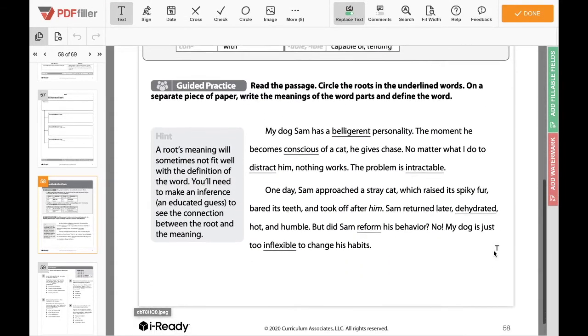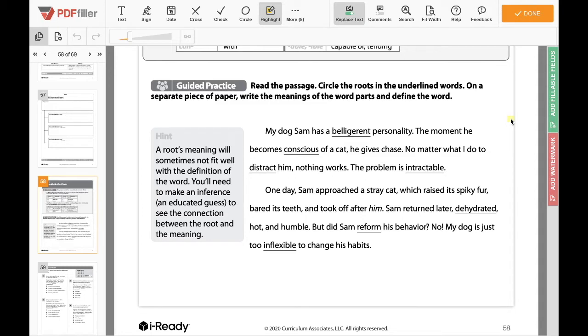We'll read through the passage first and then we'll go through and circle the other things here. I'm going to go ahead and highlight them just because it's a little bit easier for me. It says, my dog Sam has a belligerent personality. The moment he becomes conscious of a cat, he gives chase. No matter what I do to distract him, nothing works. The problem is intractable. One day, Sam approached a stray cat, which raised its spiky fur, bared its teeth, and took off after him. Sam returned later, dehydrated, hot, and humble. But did Sam reform his behavior? No. My dog is just too inflexible to change his habits.